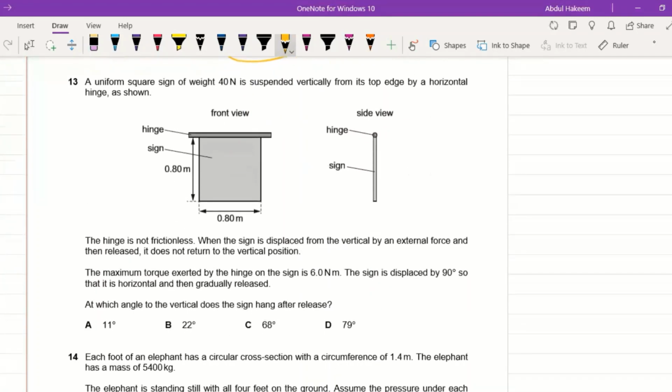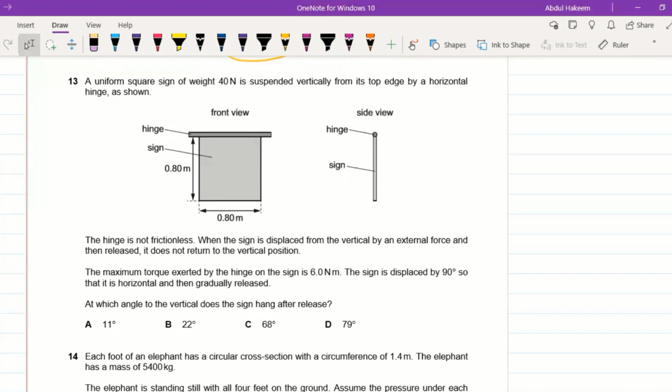And the next is a uniform square sign of weight 40 Newton suspended vertically from its top edge by a horizontal hinge. The hinge is not frictionless. When the sign is displaced from the vertical by an external force and then released, it does not return to the original position. The maximum torque exerted by the hinge is 6. The sign is displaced by 90 degrees, so that it's horizontal, and then gradually released. At which angle to the vertical does the sign hang after the release?